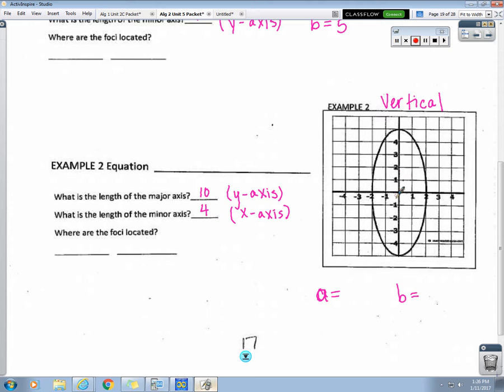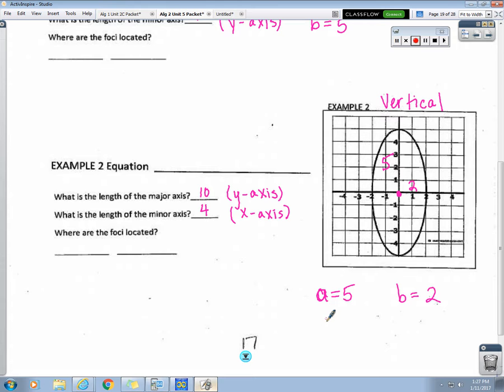So, first let's find the center to the side. How many units is that? 2. And then from the center up is how many units? So A will equal 5 and B will equal 2, because A is always larger.